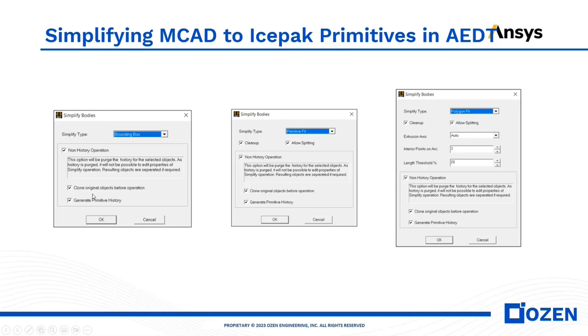like properties, right? For example, once you do the simplification, you will overwrite the object over the original one. So you will lose the original CAD. If you don't want to do that, you may want to have this option enabled. So you want to create a clone of the original object before the operation. So in any case that you want to go back to the original CAD, you will have it available in the session, right? If not, then you will lose it, right?